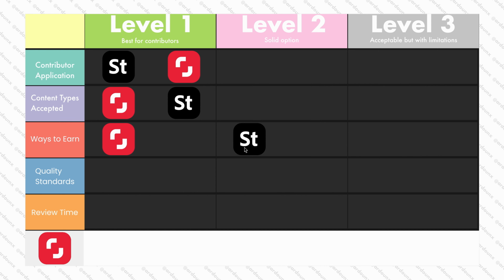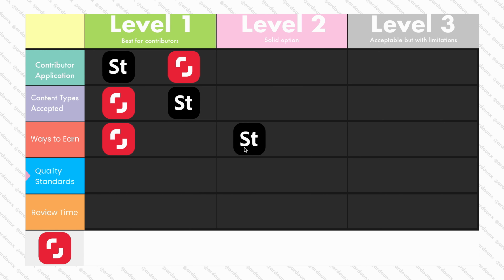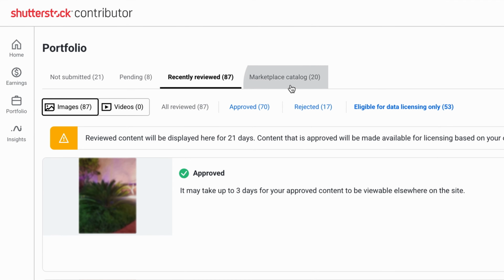Next, let's look at quality standards. Both platforms have high quality bars. Adobe Stock has very strict standards. The approval rate is low unless your work is both high quality and unique. In contrast, Shutterstock also requires top-notch work but offers a bit more flexibility with a two-tier system. One section is their marketplace, which only accepts premium, polished work, while the other is a dataset for AI training, which is a bit more lenient.